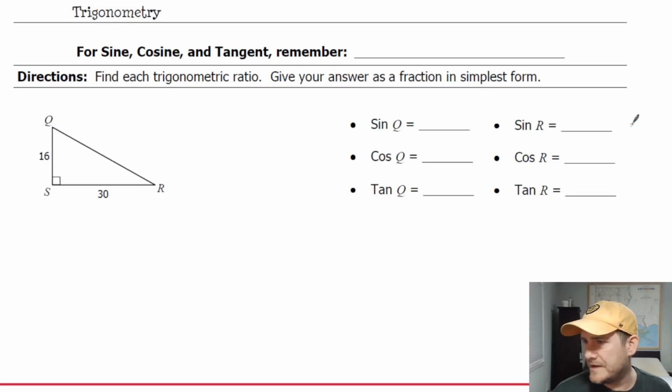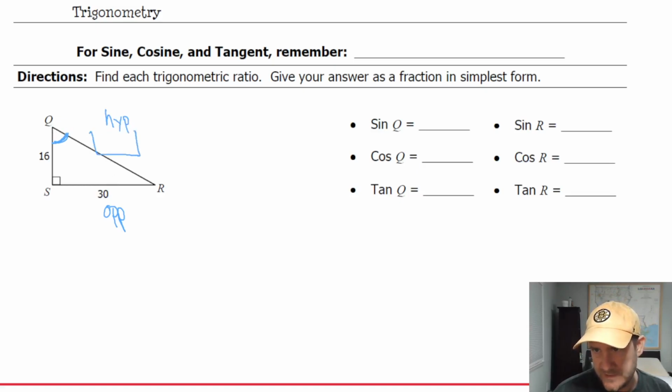So for something like this, if you wanted the sine of Q, you would find angle Q. It's that angle there. You'd label your opposite side, which of course is the one across from Q. You'd label your hypotenuse, which unfortunately we are missing, and so we're going to need to find that. And we have the adjacent side. So right now, any trig function that involves the hypotenuse, we're not going to be able to find it yet because that side is missing.